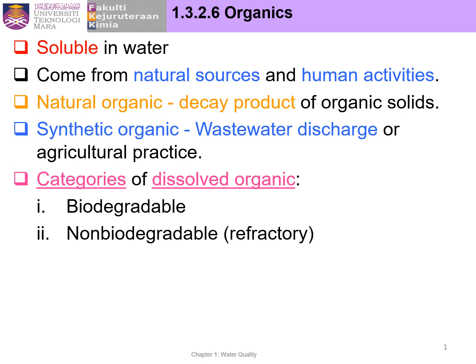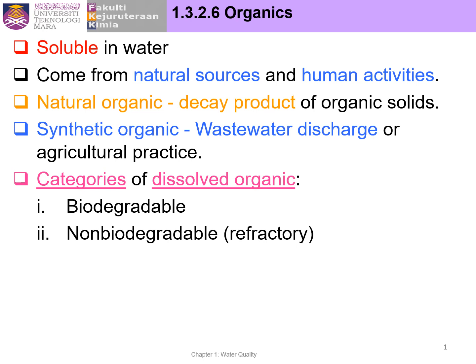Okay, let's start with the organic. This one is under chemical parameters. Usually organics are soluble in water and come from natural sources and also human activities. Organic can be divided into two classes: one is natural and another one is synthetic. For natural organic, it usually comes from the decay product of organic solid, whereas synthetic organic comes from wastewater discharge or agricultural practice.